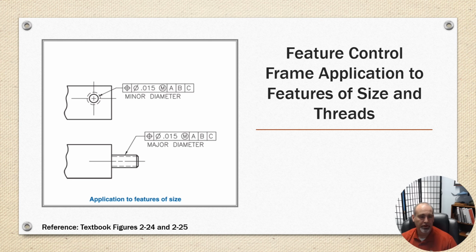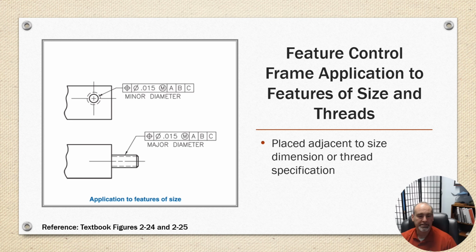Okay, the feature control frame is related to features of size and threads. So here's a frame, and they specifically want to hold the position tolerance in the first example on top to the minor diameter. So the arrow is pointed at the solid line on the whole feature and not the hidden line for the threads, and it specifically says minor diameter. Otherwise, it's assumed you're going to what's called the pitch diameter, which is halfway between the minor and major diameter.